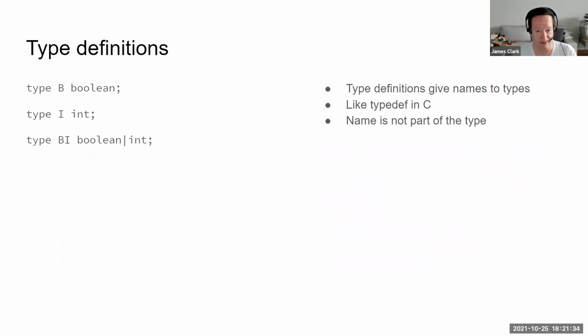We can give names to types, and there's no semantic to the name. It's like a typedef. It's exactly equivalent to the left-hand side; the left-hand side is exactly equivalent to the right-hand side.